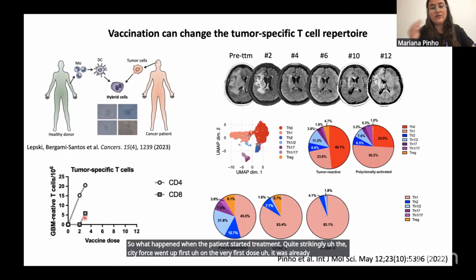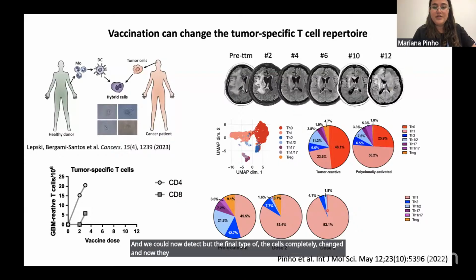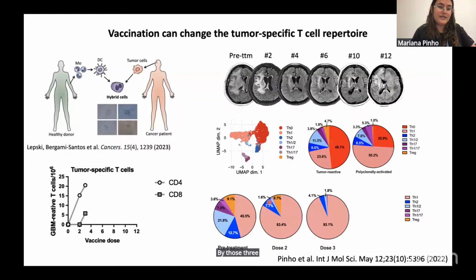The CD8s took a little while, but they also went up after the CD4s, which is expected because we know that the CD4s help the CD8 response. But quite striking, not only was the response up, and we could now detect it, but the phenotype of the cells completely changed. And now they were mostly Th1 by those three. And the Tregs were completely gone.